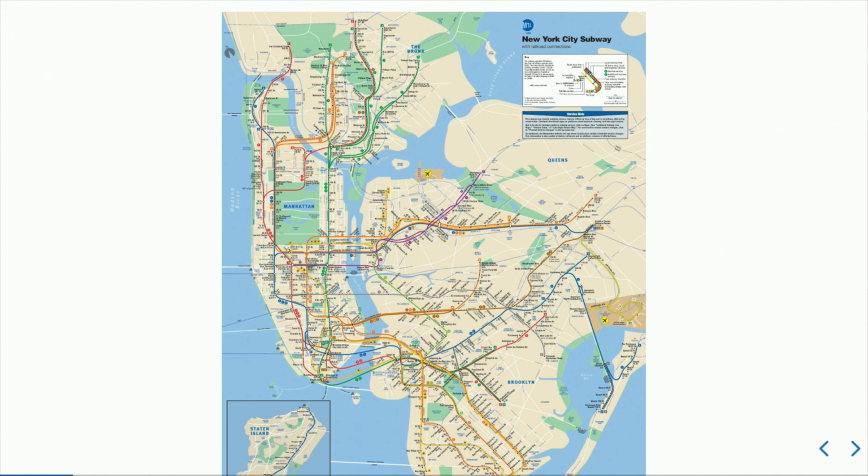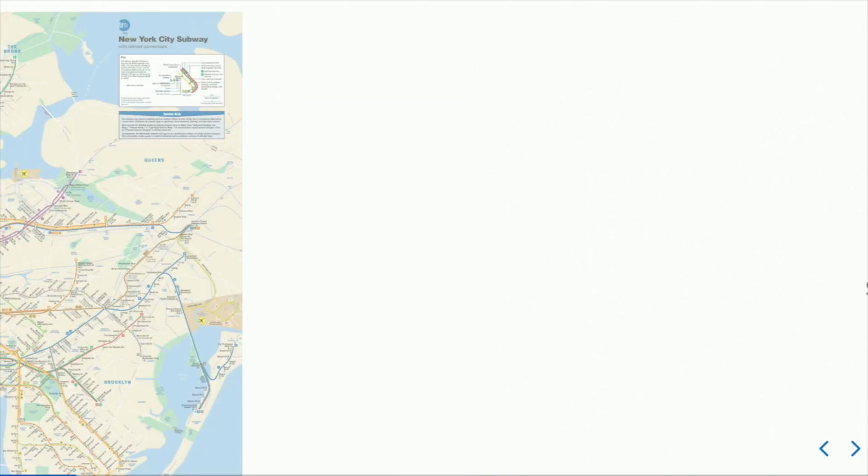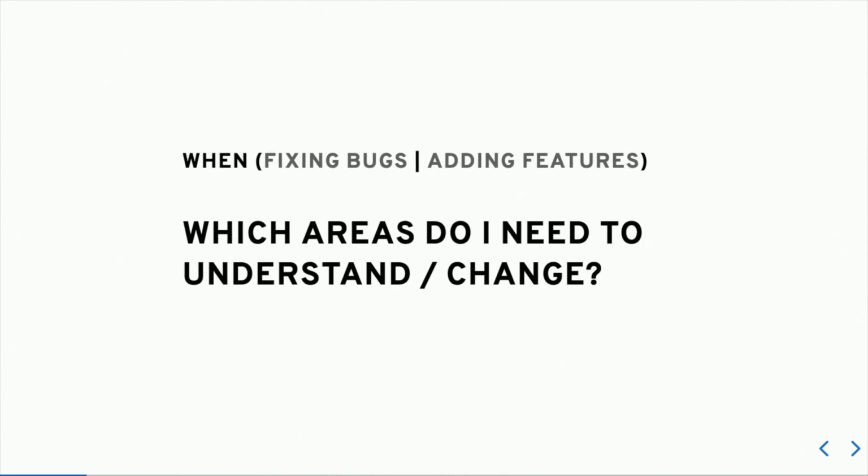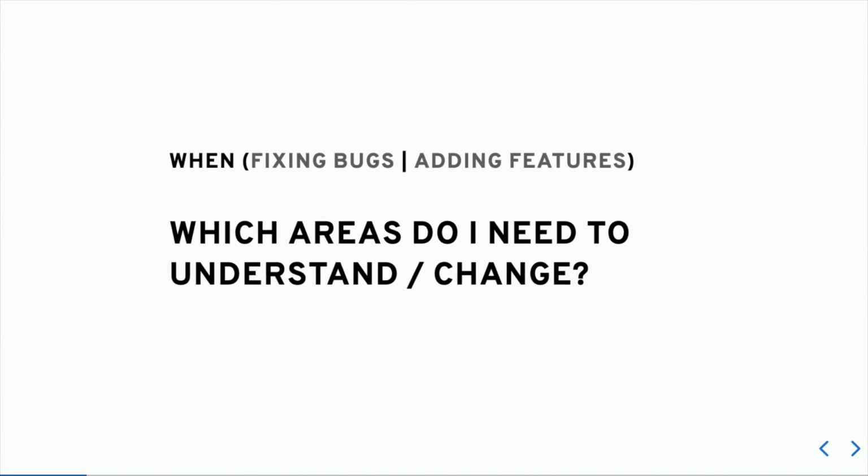So a good design will prioritize what's relevant to a particular user. All of this is to say that the ideal abstraction level is going to be situation specific, and usefulness depends on what you're trying to accomplish. With that in mind, today we'll focus on the information that you need when you're making a code change.